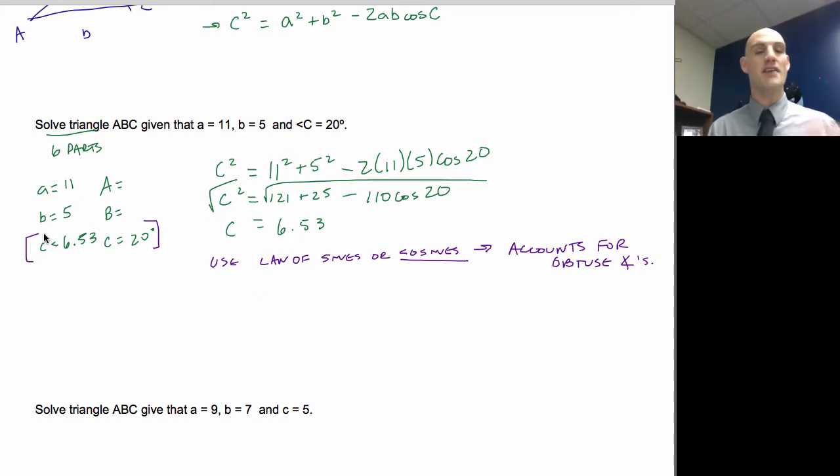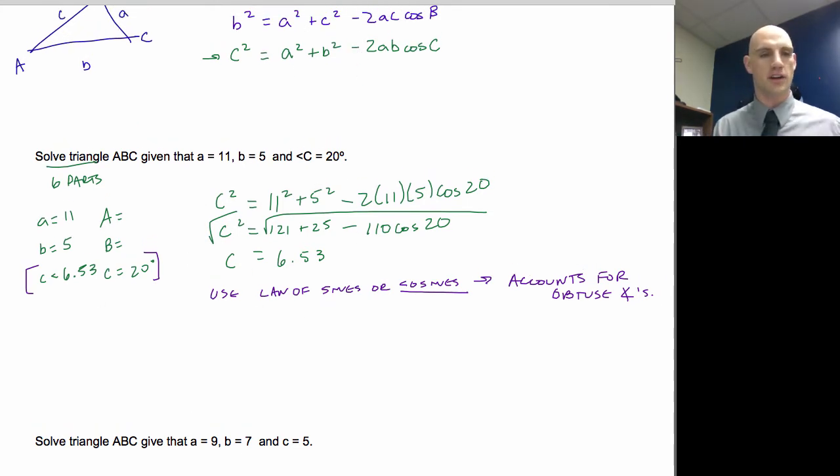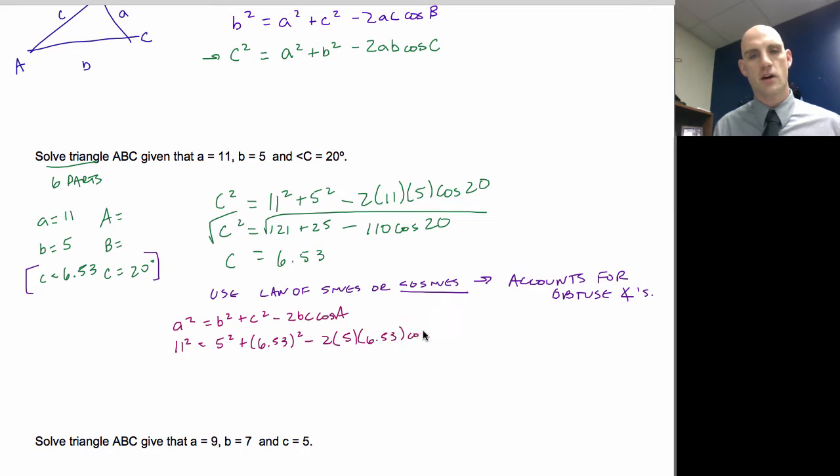Now, because I have A, B, and C, I can use any of the forms. And so I'm just going to go right down the line. Here we go. So A squared equals B squared plus C squared minus 2BC cosine of A. And because I have all three sides, I can just go ahead and plug it in. 11 squared equals 5 squared plus 6.53 squared minus 2 times 5 times 6.53 cosine of A. And I've got to solve.